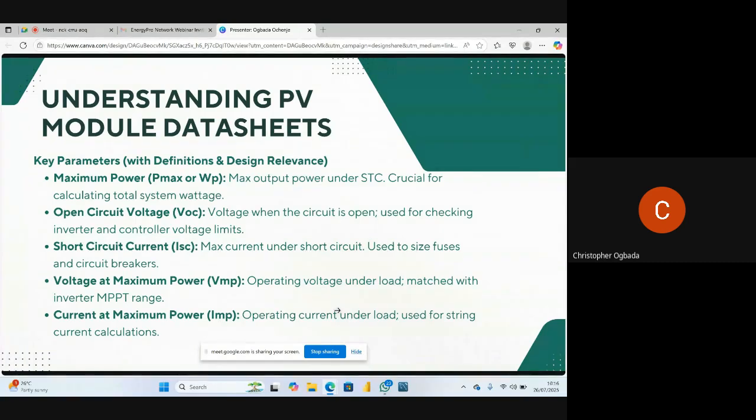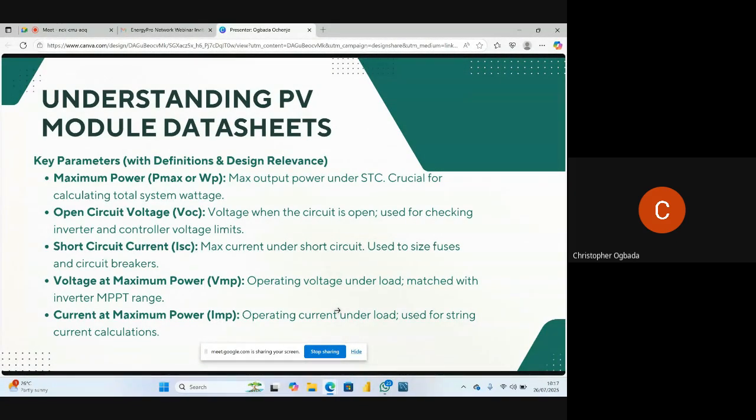Then you have your open circuit voltage. This is the voltage when the circuit is open, when you have not connected your panel to a working system, where you have not closed the loop. For example, if you test the voltage of a panel that is not connected to a system, the open circuit voltage is the voltage your multimeter gives you. It is important for sizing the maximum PV voltage of an inverter.